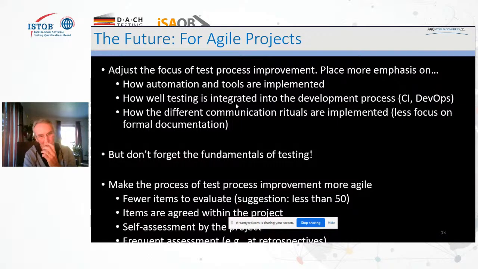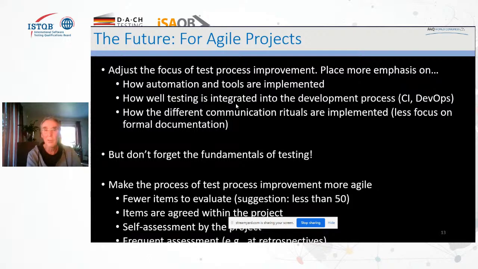So, the final point, I think this is a really important point to finish off with, is the actual process of test process improvement has to change for the agile context. You cannot roll out an assessment model such as TMMI for a small project of 4 or 5 people that's working with agile. Yes, you can do it theoretically, but it's not going to happen. They don't have the resources, they don't have the time to do that.